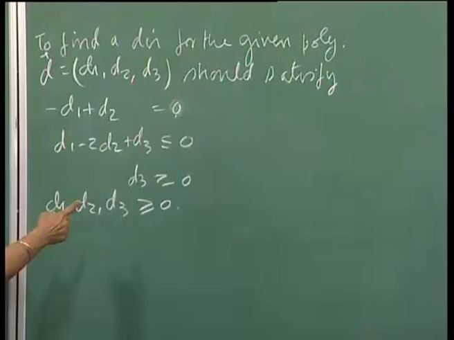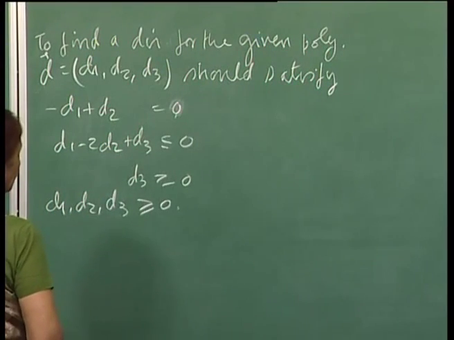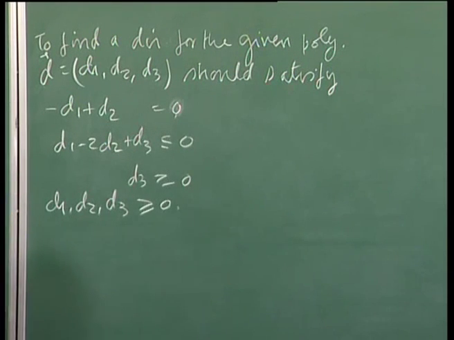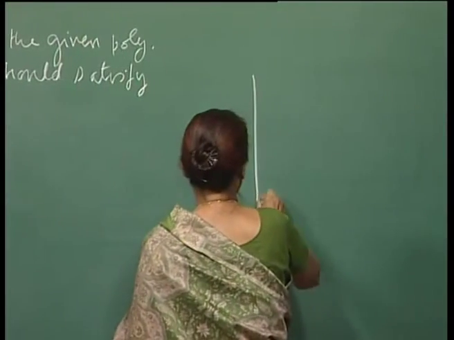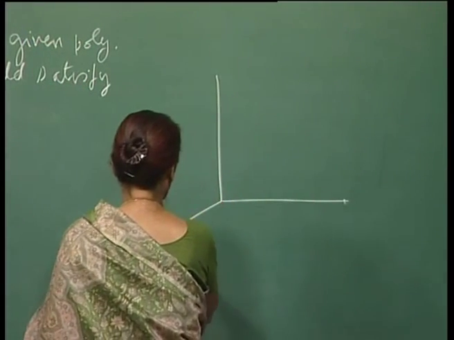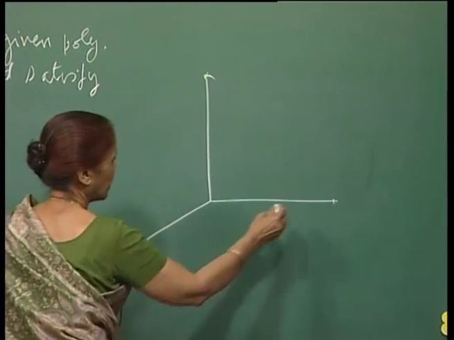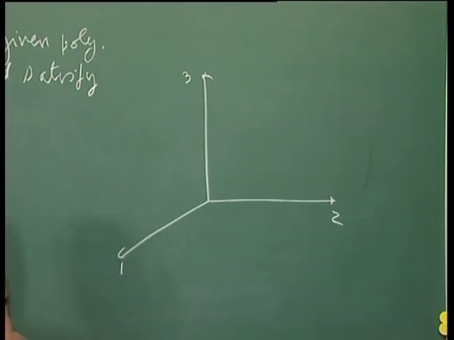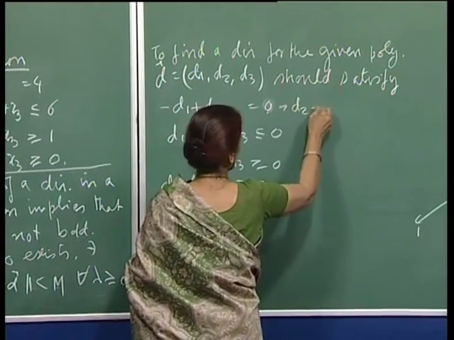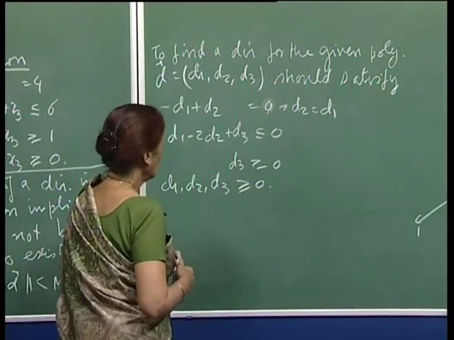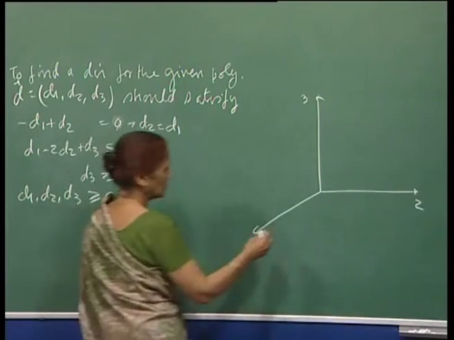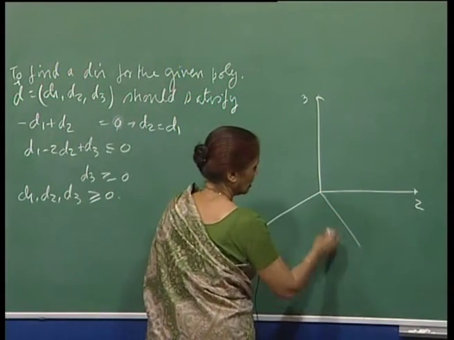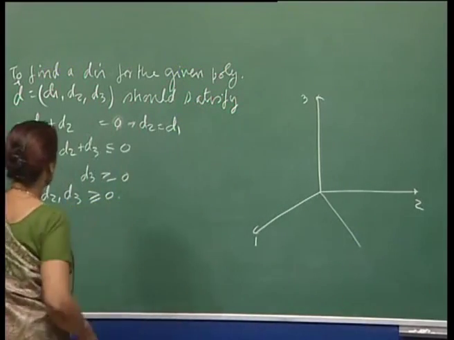Okay. So, now here you want to look at this. Let me draw the thing for you. So, this is 1, this is 2, and this is the third axis. Then you have D. This implies that D2 is D1, and so here that gives you this line, D2 equal to D1, right?